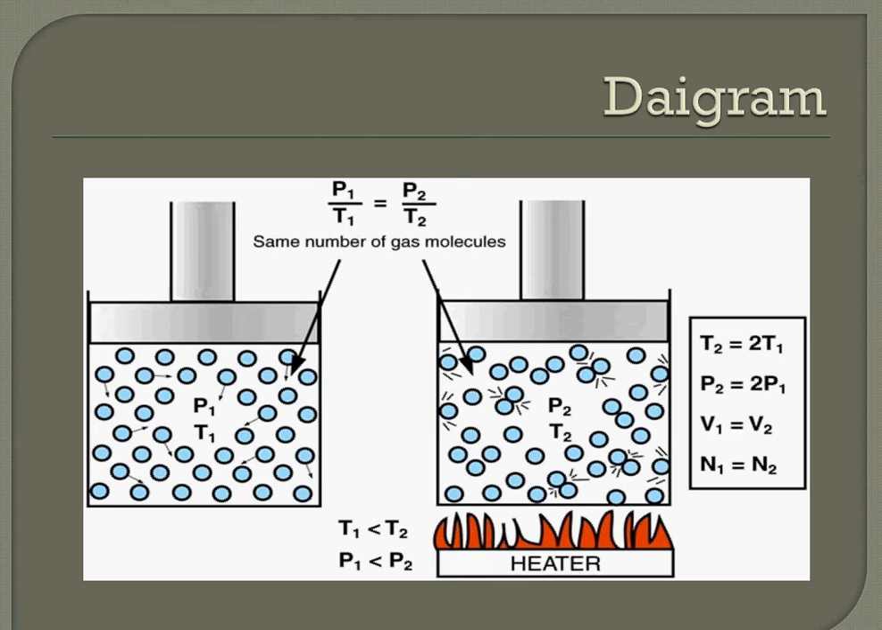Now let's take this container example. We have the same number of gas molecules in the containers. First is with the minimum temperature and second is at increased temperature. What will happen? The collisions increase as the kinetic energy of the molecules increases, and hence the pressure goes on increasing.